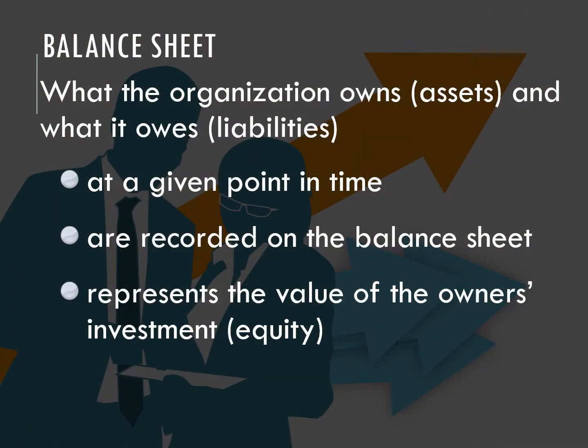The balance sheet. It's what an organization owns as far as assets go and what it owes as far as liabilities at any given point in time. All these are recorded on the balance sheet and they represent the overall value of the owner's investment, which is called equity.